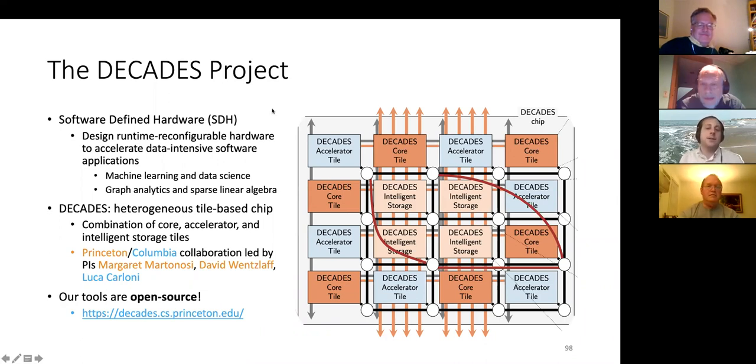Okay, so the Decades Project is this big chip. And what we've done is we've used this chip as a research playground where we can propose all sorts of interesting ideas on how to accelerate graph applications. So that's what I'm going to present next.